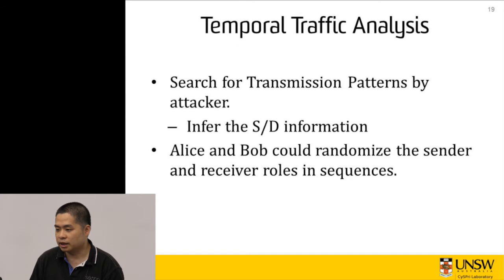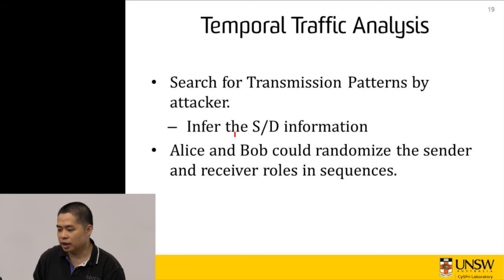So the second type of traffic analysis is called temporal traffic analysis. As we can see before, Alex is always the sender and Bob is always the receiver. So the attacker will know that every odd-numbered transmission is always from Alex, and every even-numbered transmission is always from Bob.